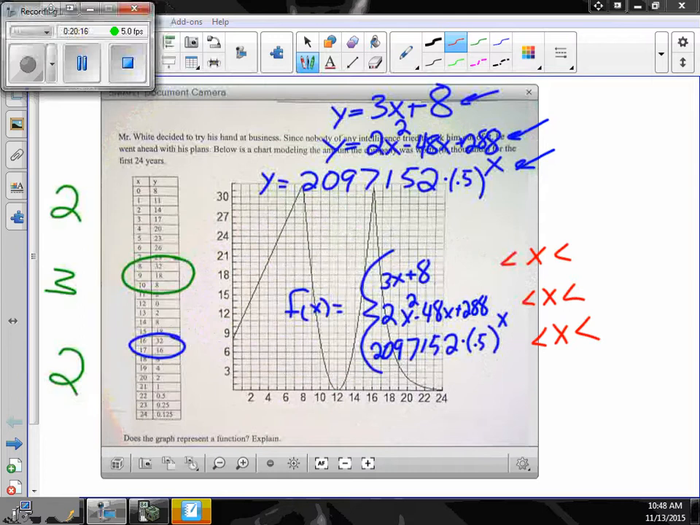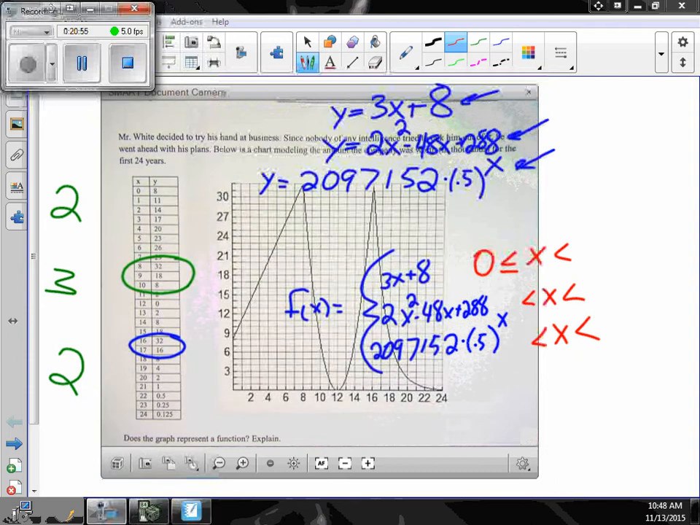Okay? So for the linear piece, what is the smallest number that the linear piece equals? What's the smallest x value? 0. So we put a 0 here. And then we have to decide, is 0 less than x or is it less than or equal to x? Is 0 part of the linear function? Yes. So we put an equal to there, which is the same thing as a bracket.